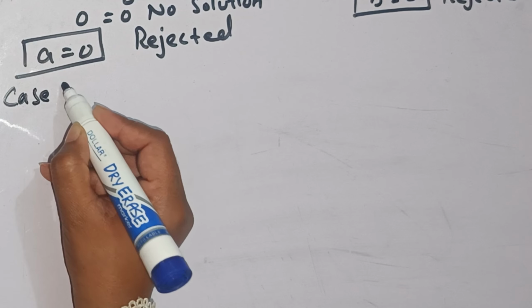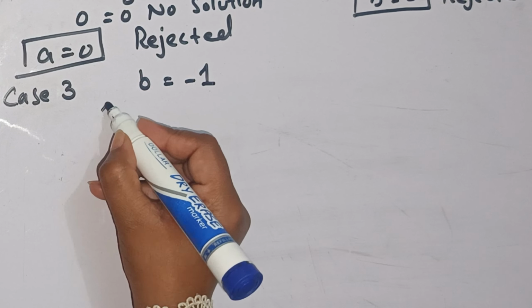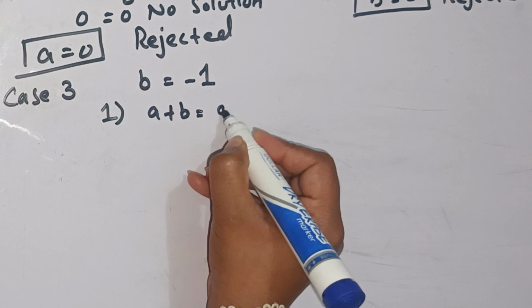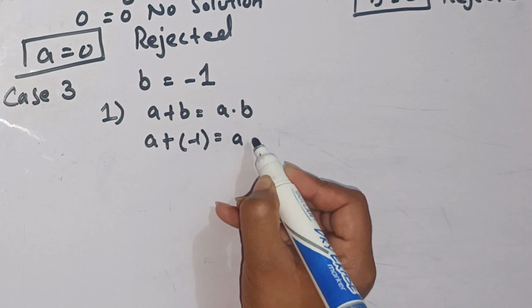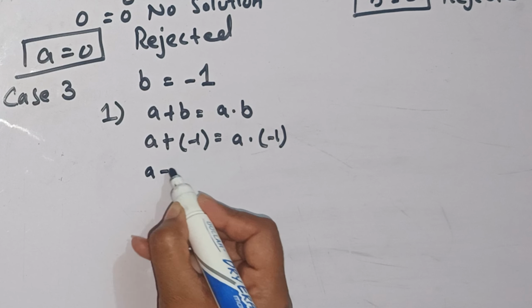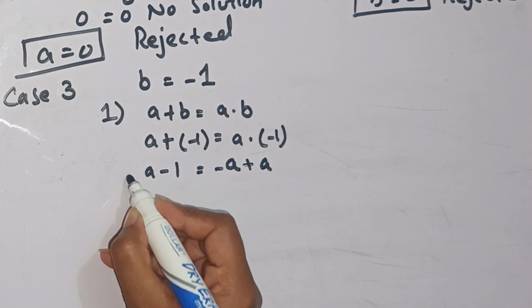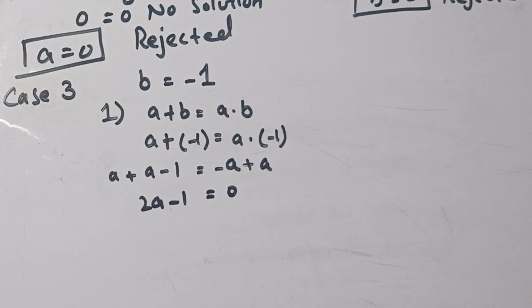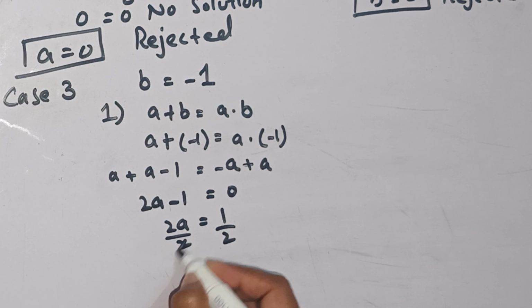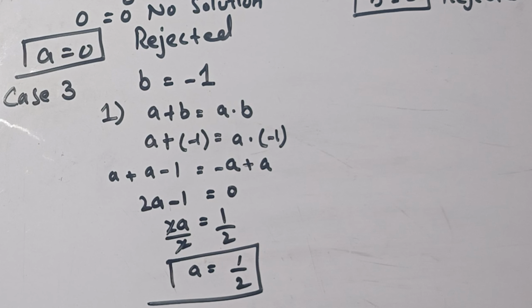Now our case 3, in which b is equal to negative 1. So our first equation is a plus b is equal to the product ab. So a plus negative 1 is equal to a times negative 1, which is negative a. So we have a minus 1 is equal to negative a. Now add a on both sides. So we have 2a minus 1 is equal to 0. Now add 1 on both sides. Then we have 2a is equal to 1. Divide this equation by 2 on both sides. So a is equal to 1 over 2. So this case provides the value of a, which is 1 over 2.